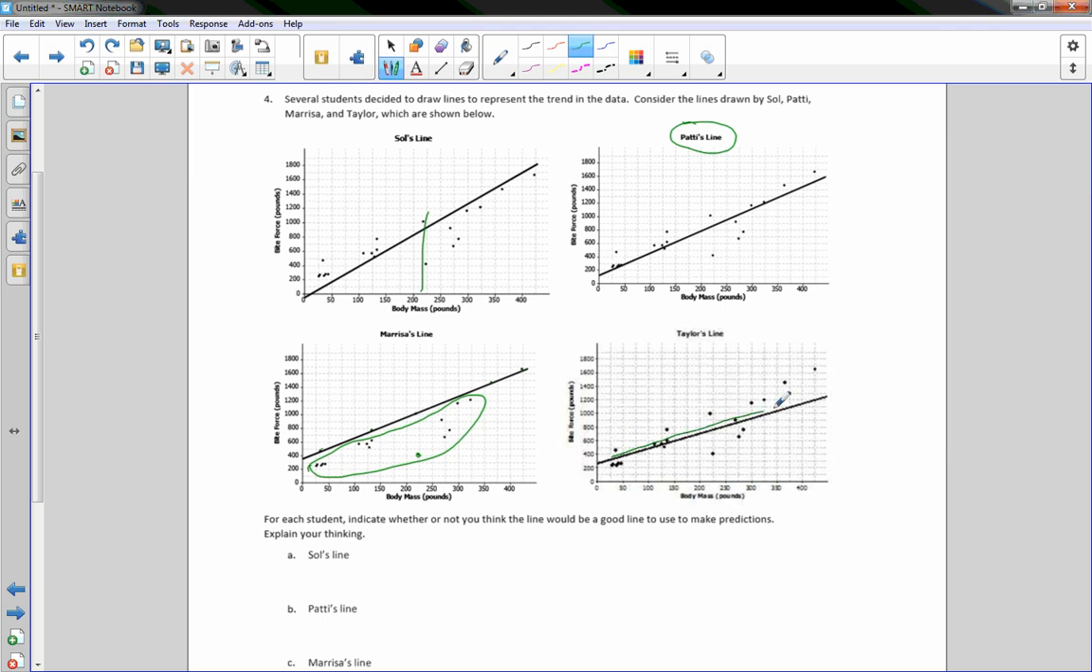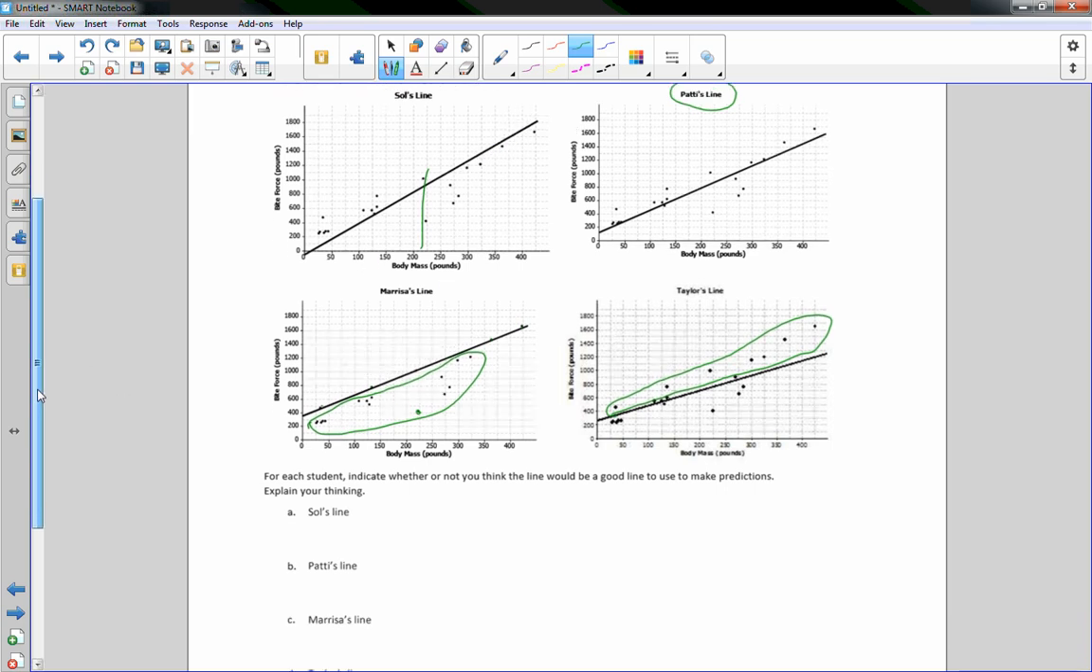Taylor's line, now look at all these points here are all above, which means that this line is underestimating all of those bite forces. And there are a few below, but they're closer. So I would say that Taylor's is an underestimate, and Marissa's line's an overestimate, and Saul's line is off both ways. One way, when you're talking about a light alligator, you're saying that it's got a weaker bite force than it does, and then when they get bigger, it's got a stronger bite force than they actually do. So that's off at both ends. So I think Patty's line is the best one.